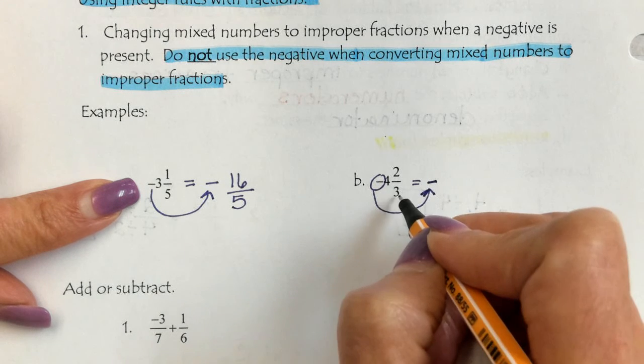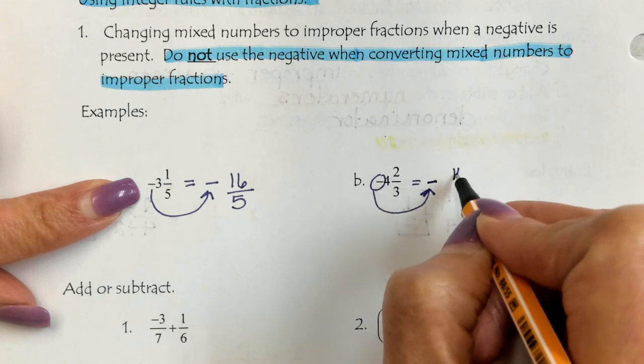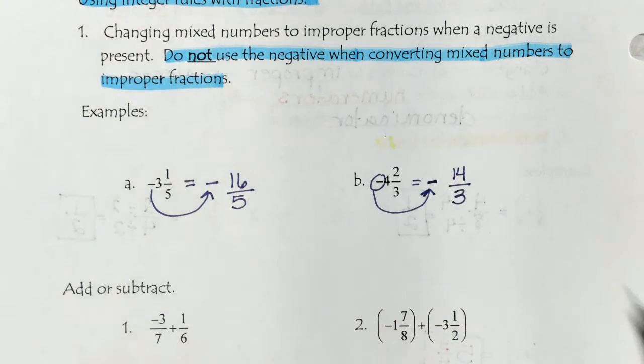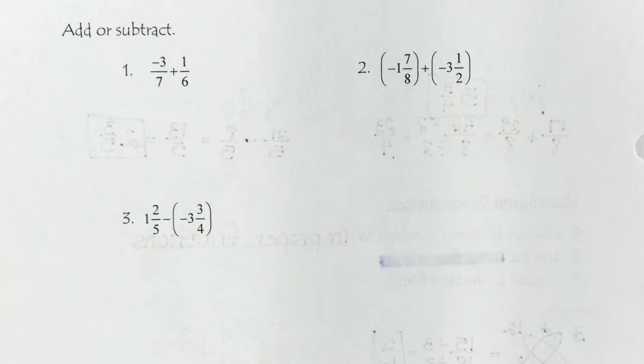Okay? 4 times 3 is 12, plus 2 is 14 thirds. All right, so do not put that negative in your calculator when you are doing your conversions, because that will give you a wrong conversion. So don't use it. Just bring it over. All right, so let's do these.